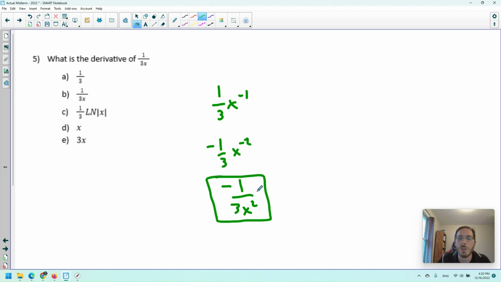Some people said that they did a quotient rule trying to get this one. But yeah, none of these are right. So everybody just got the free point on that one. Maybe this is everybody's favorite question because no matter what answer you pick, you get it right. But this is what the answer would have been.